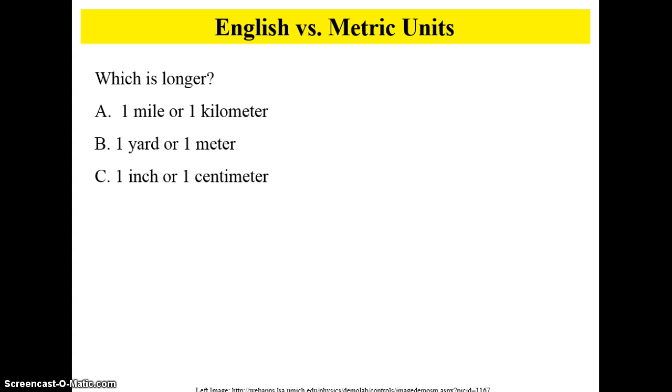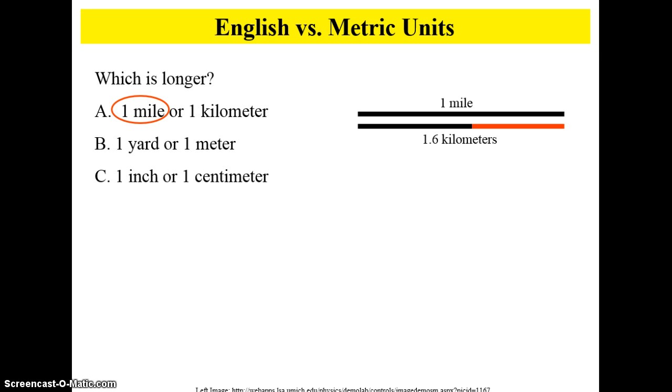So before we dive in, I just want to see if you can guess which of the following is longer. We're dealing here with an English versus a metric unit. So for A, we have 1 mile or 1 kilometer. Which do you think is longer? If you answered a mile, then you're correct. A kilometer is actually about 6/10 of a mile.